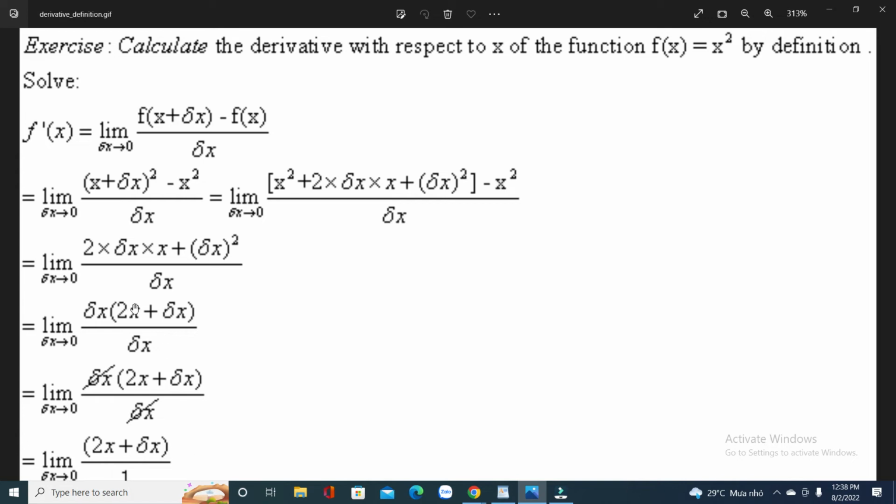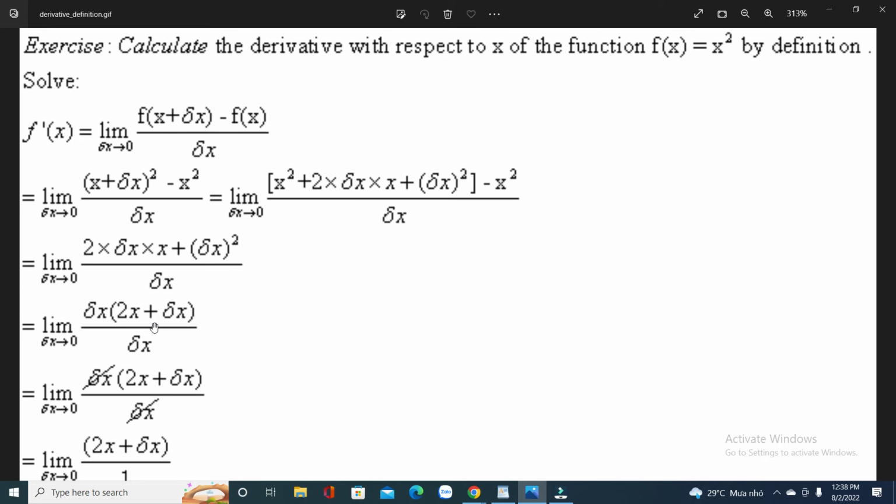As you can see, this is an indeterminate form of the limit, because if you replace delta x with 0 here, you're going to have 2 times 0 times x plus 0 squared, over 0. So that's a 0 over 0 form, an indeterminate form, so you cannot calculate it by the normal strategy of just replacing numbers.